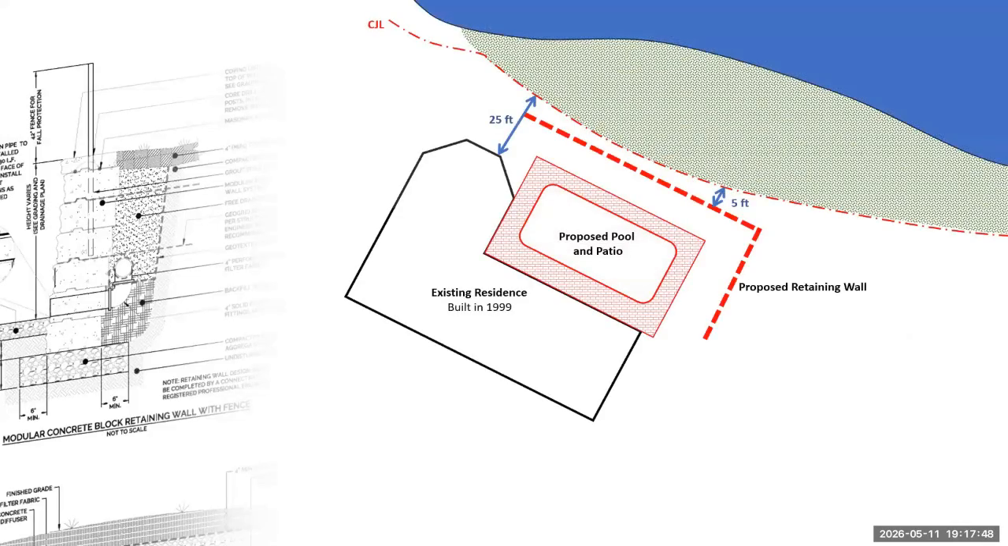Just to visualize this one, so we'll say we have our retaining wall here, about 5 feet from a tidal wetland. They're proposing a pool and patio. So they're going to be placing fill behind this retaining wall. The residence itself is 25 feet from the tidal wetland, so it might meet the setback, but maybe this pool and patio is encroaching on a setback. This retaining wall is obviously going to prevent tidal wetland migration landward.